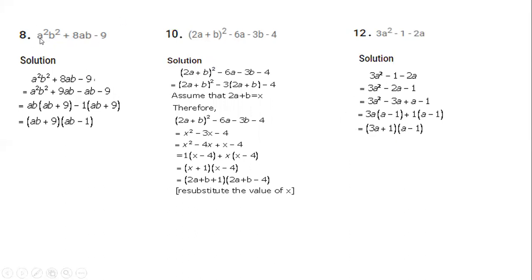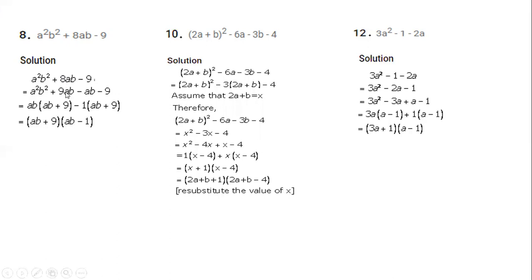Come to question number 8. This is a square b square plus 8ab minus 9. This a square b square can be written as ab whole square. That means this is a quadratic expression, a quadratic trinomial in ab. So a square b square, ab. That means we have to split this middle term 8ab in two parts such that the sum of the two parts must be 8ab and the product of the two parts must be 1 into minus 9, minus 9.